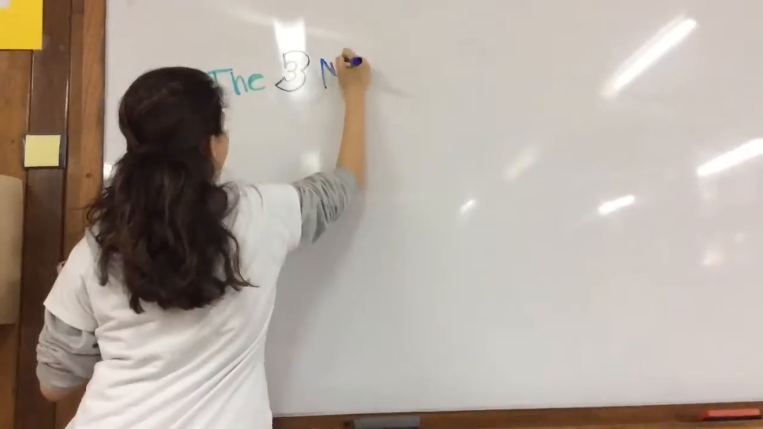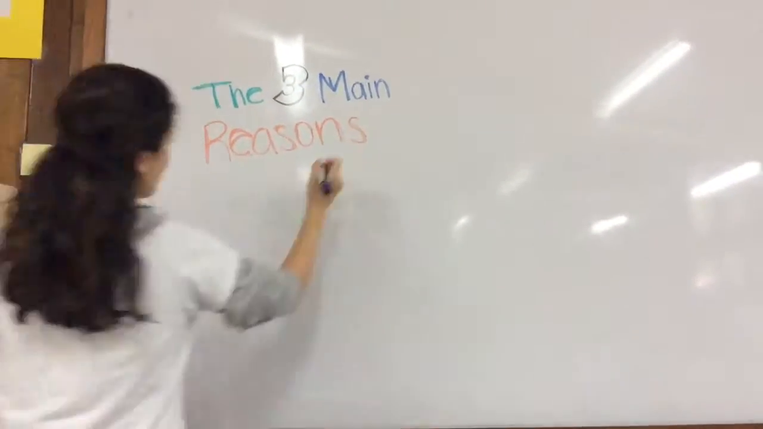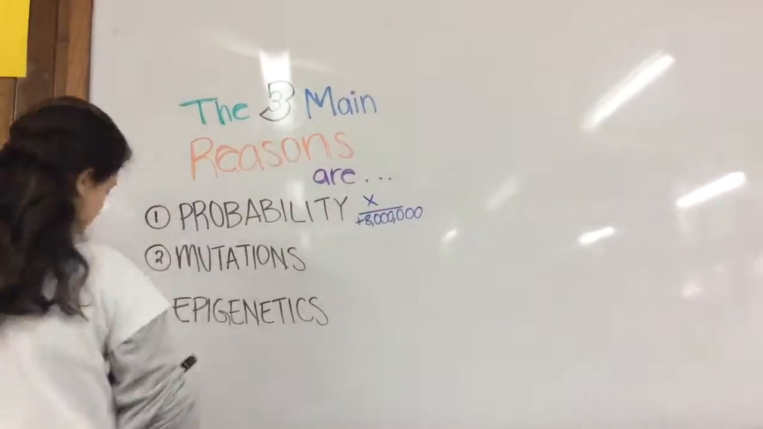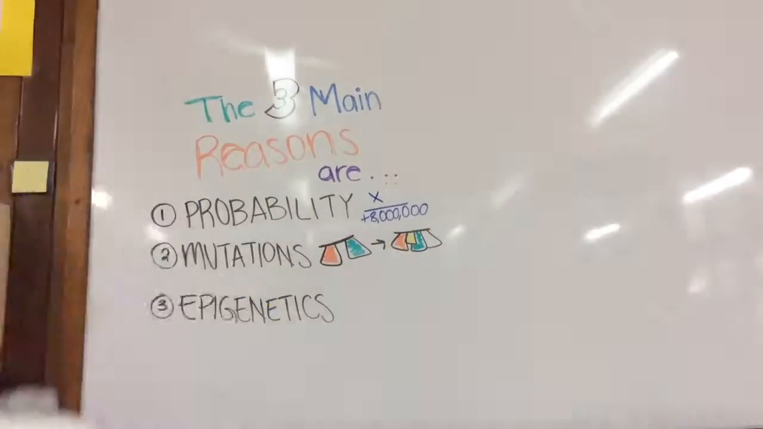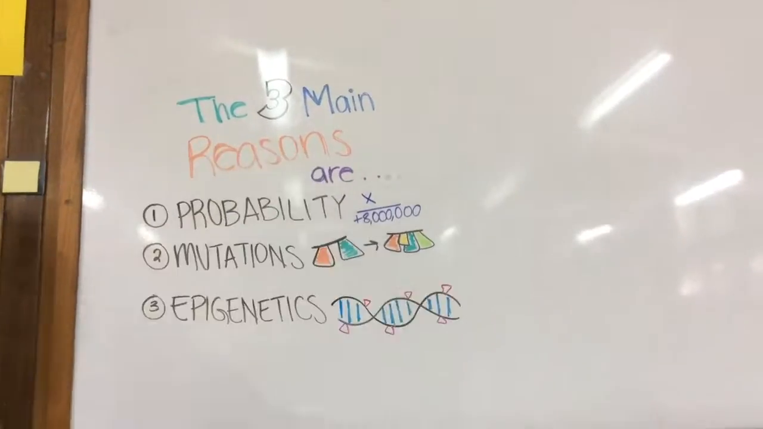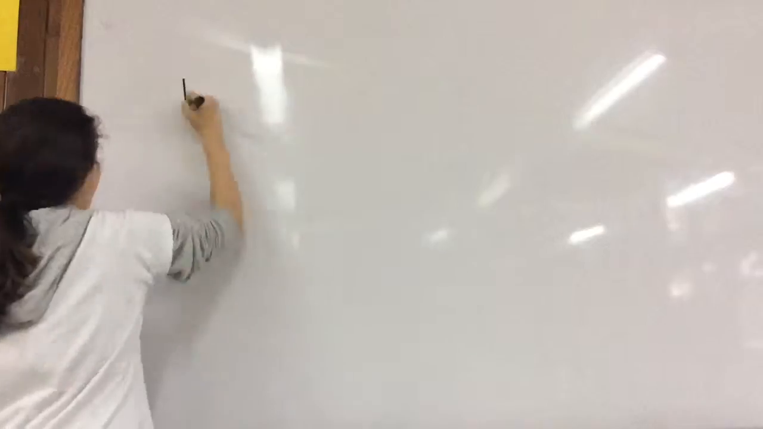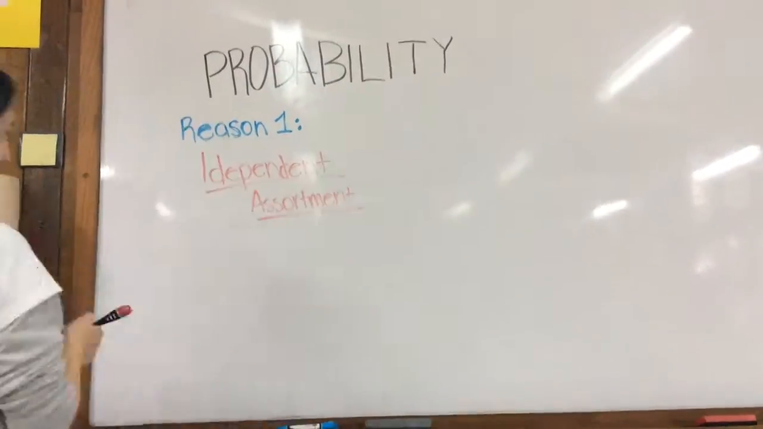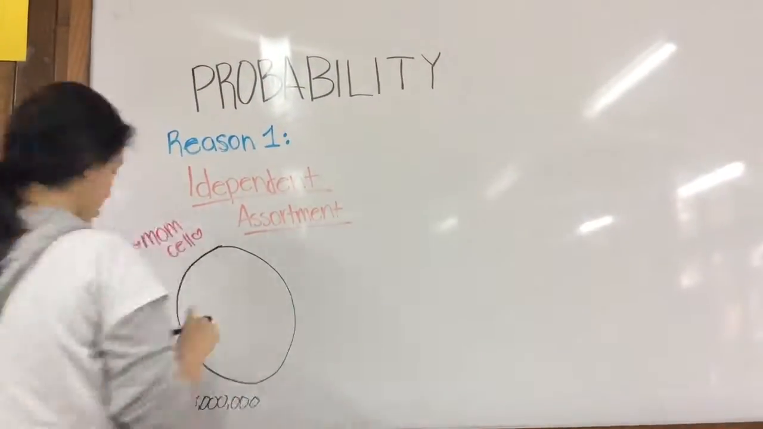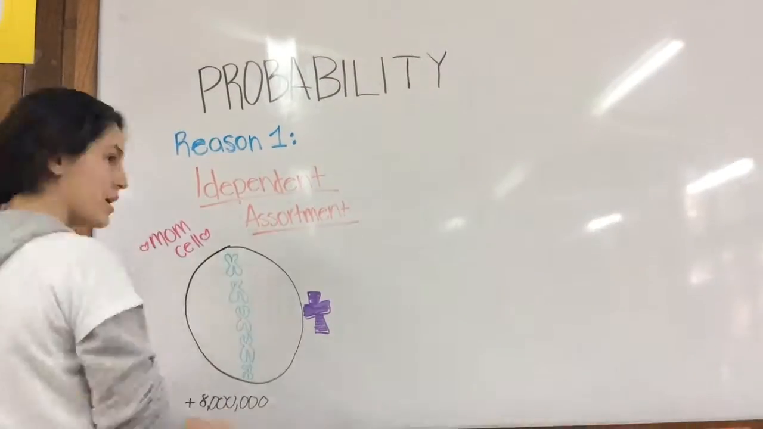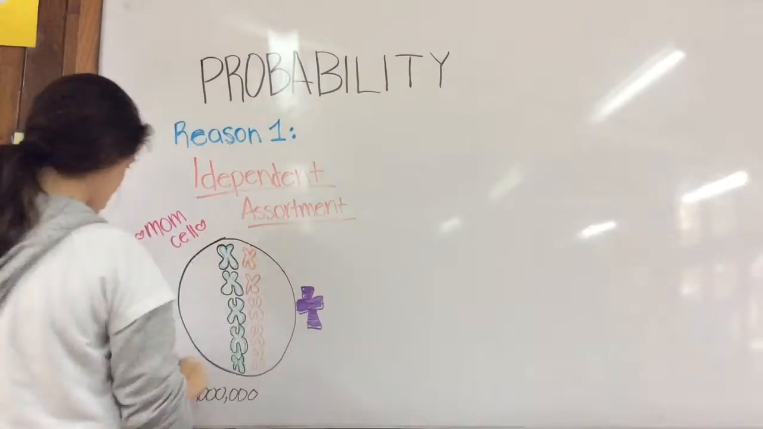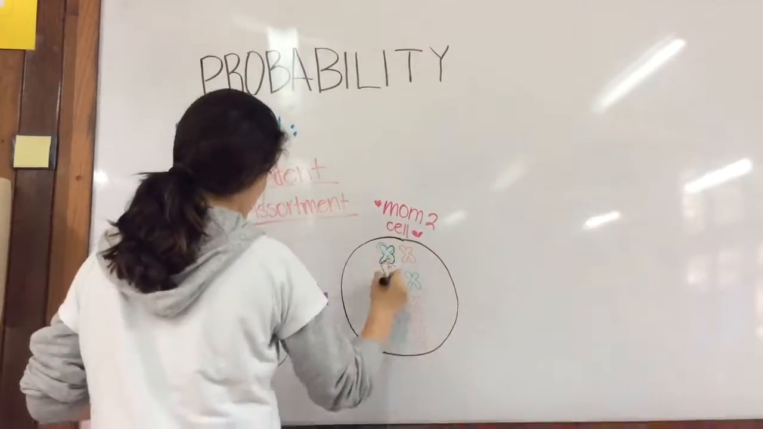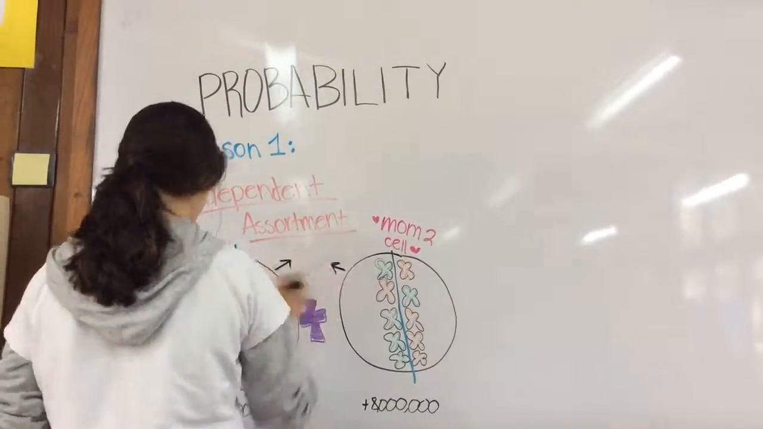So, the three main reasons that help you get to this conclusion are number 1, probability, number 2, mutations, and number 3, epigenetics. The first reason for probability is independent orientation, and this just means that the way the chromosomes line up before they separate in a human sex cell allows for over 8 million different combinations and outcomes. And just think, you need to add both the dad and the mom cells in each couple.